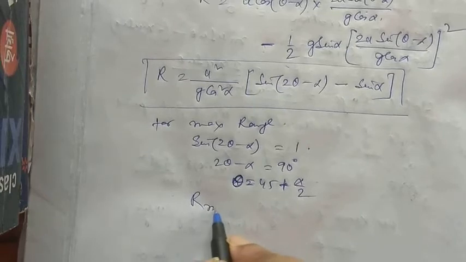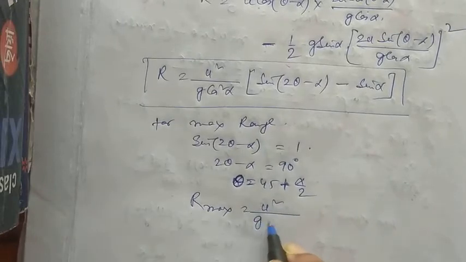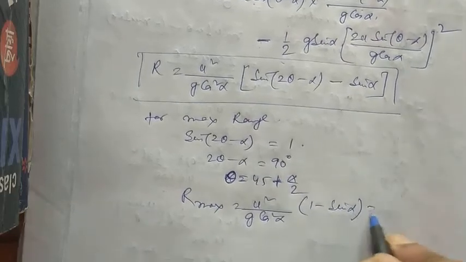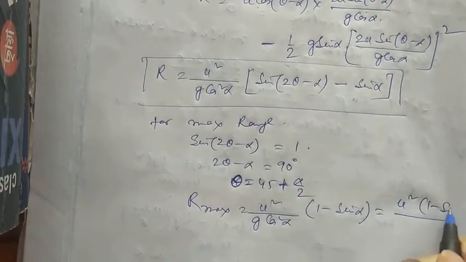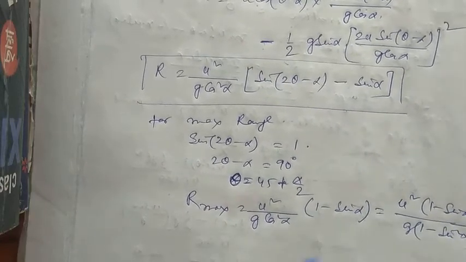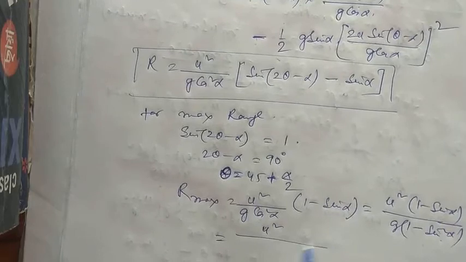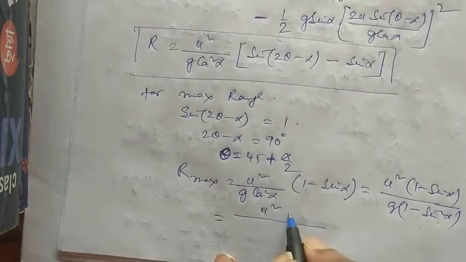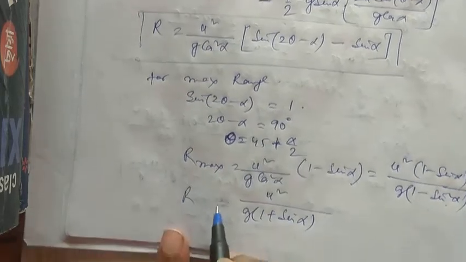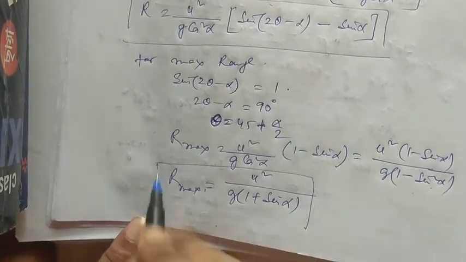So R max, what is R max? Replacing the value here, we get u square by g cos square alpha into 1 minus sin alpha, which is u square into 1 minus sin alpha by g into 1 minus sin square alpha. Now this is a square minus b square, so one term gets cancelled here. U square by g into 1 plus sin alpha. So this is the value of R maximum range.